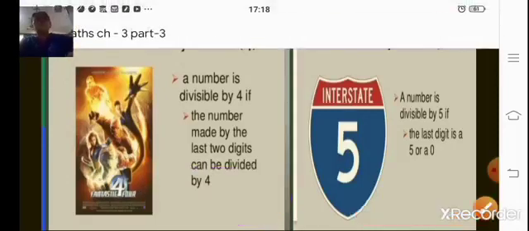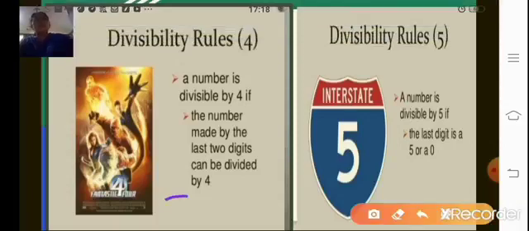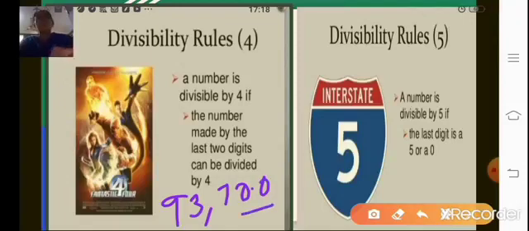Now suppose I take the number 93,700. Here the last two digits are 00. Correct? It is also divisible by 4 when the last two digits are 00. So you can say that this whole number, 93,700, is easily divisible by 4.